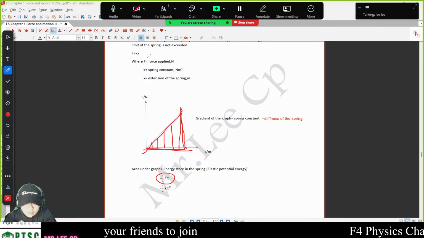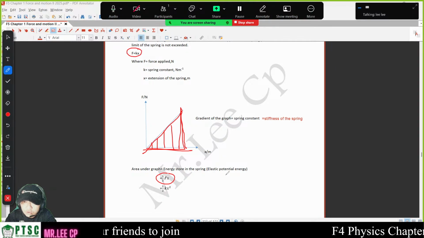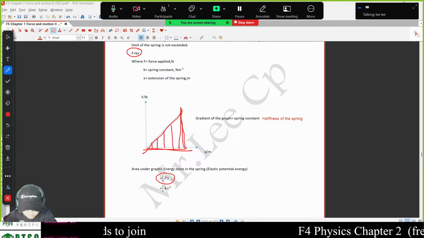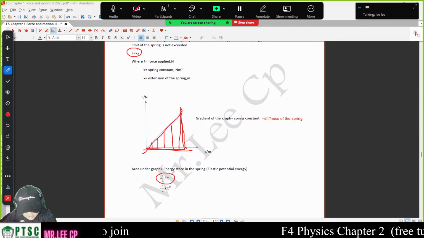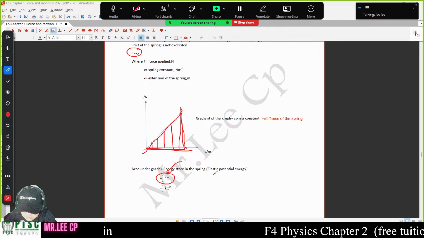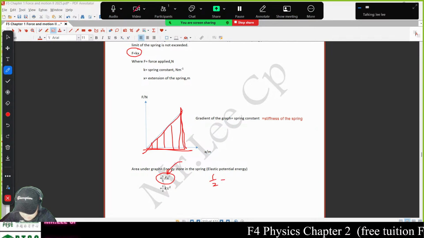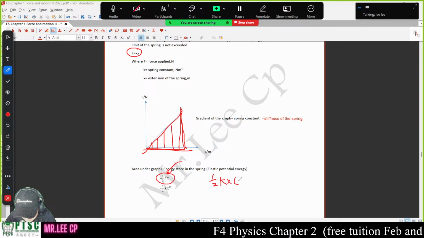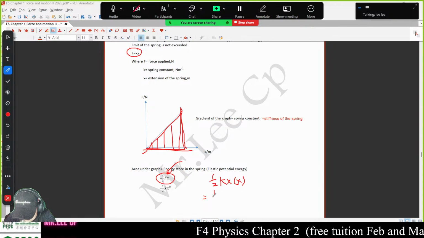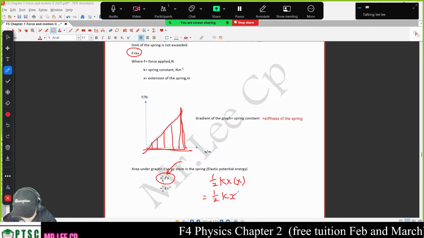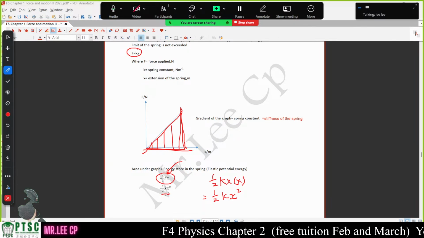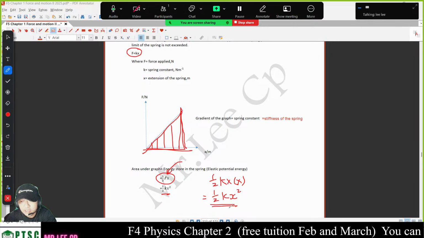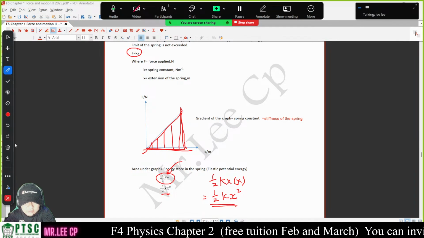So we know that Hooke's law said that F is equal to kx. So the work done, the area under the graph, is half Fx. If I substitute the F to here, half F, what is F? kx. And then x. So I get half kx squared. Half kx squared, this is what we have. So this is the work done or energy stored in the spring.